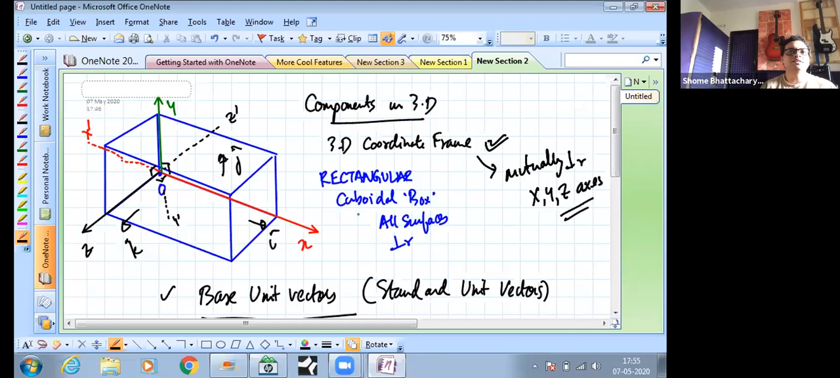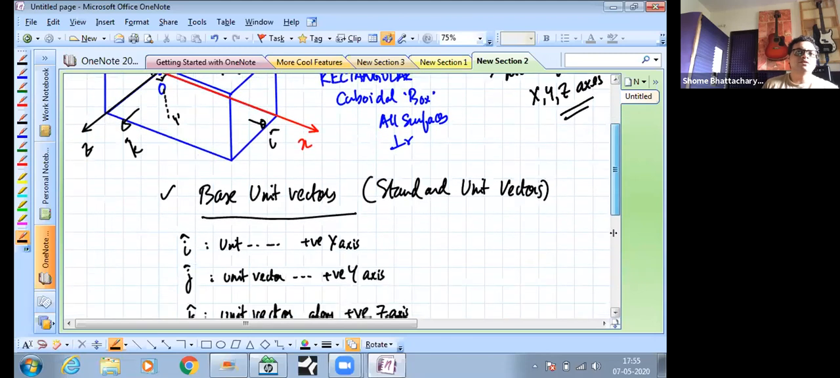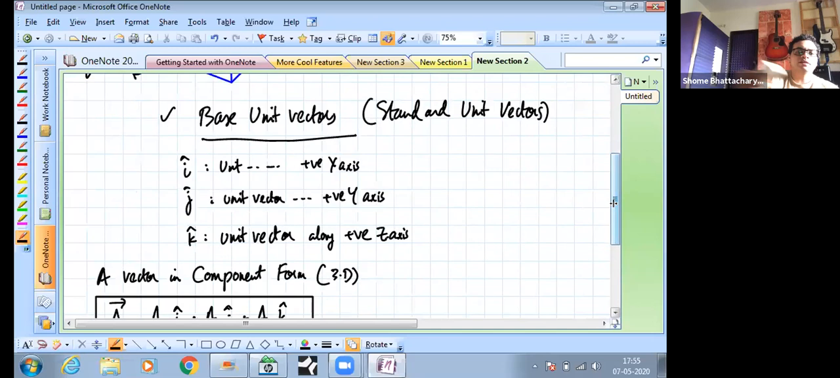The best way to visualize them is to think of a rectangular cuboidal box, where all the six surfaces are such that any two adjacent surfaces are perpendicular to each other. Then visualize any corner of that box as your origin and take two of the perpendicular axes as x and y. The third one, which is mutually perpendicular to both of them, automatically becomes the z-axis. So this is how we understand the x, y, z. Once you understand the x, y, z system as mutually perpendicular axes, then next you define your base vectors or your standard unit vectors.